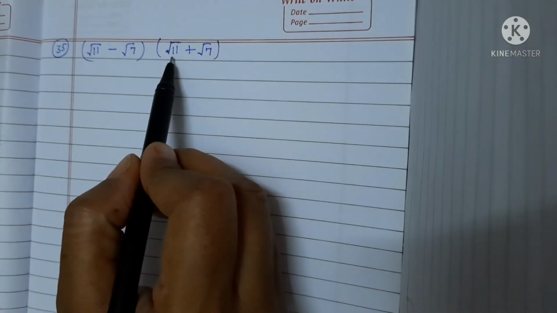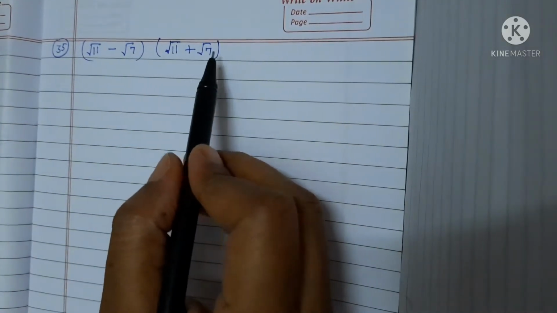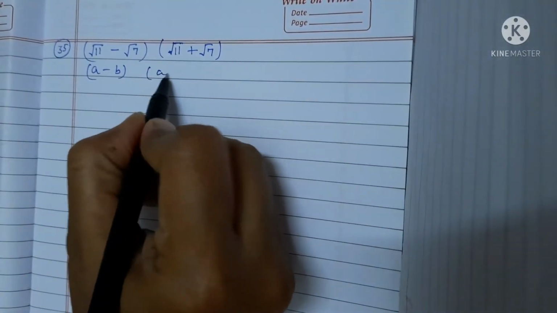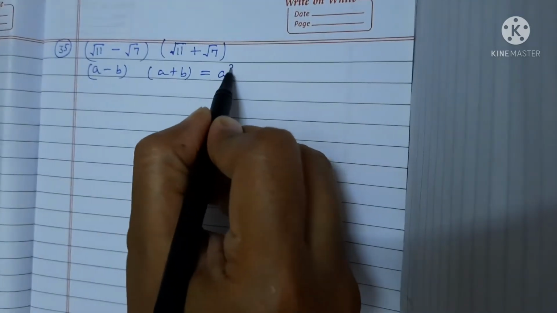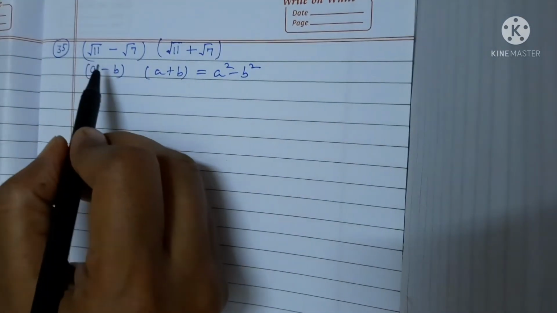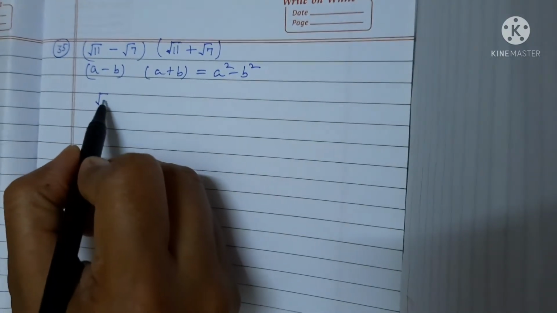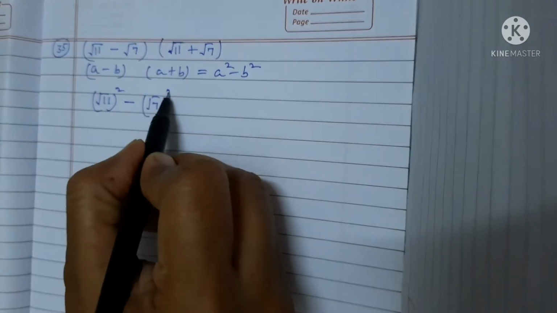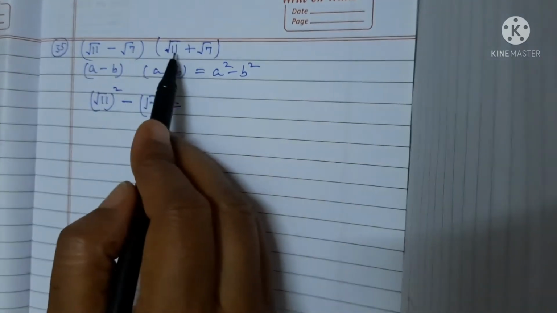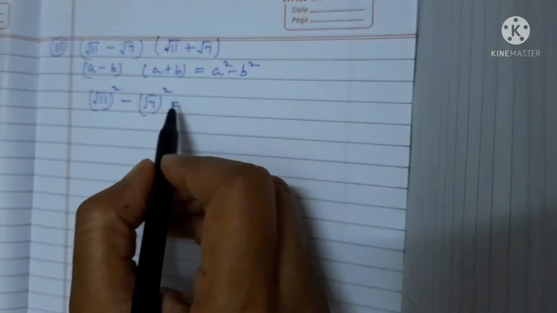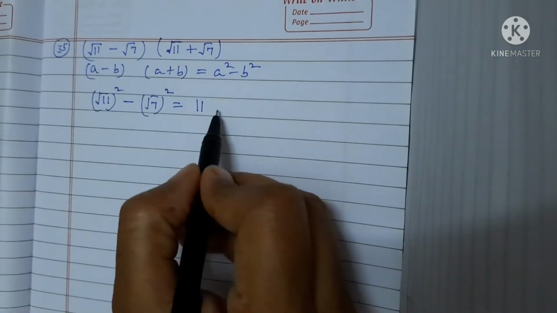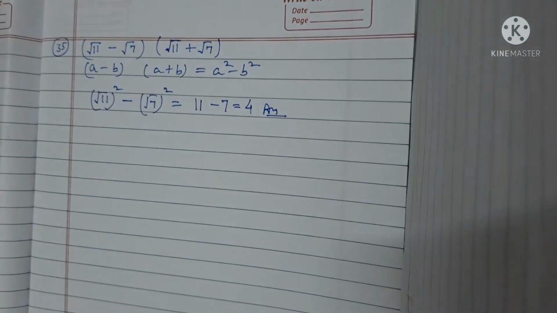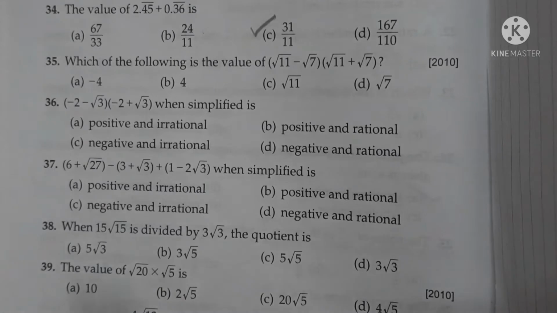Here a is √11, b is √7. So (a + b)(a − b) is equal to a² − b². √11 squared minus √7 squared. √11 squared means 11, minus 7, you will get the answer 4. Option B is correct.